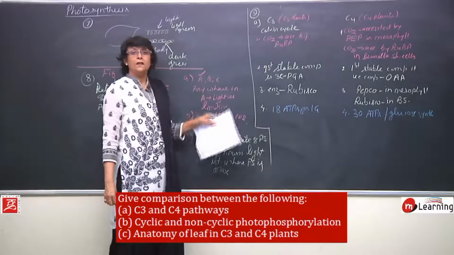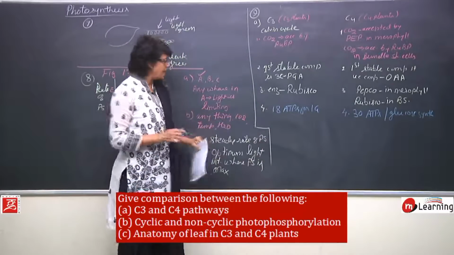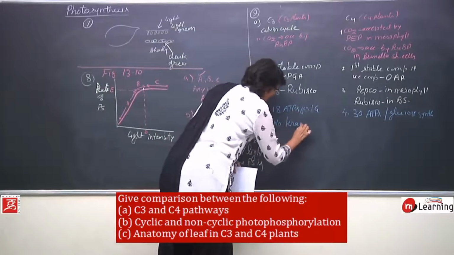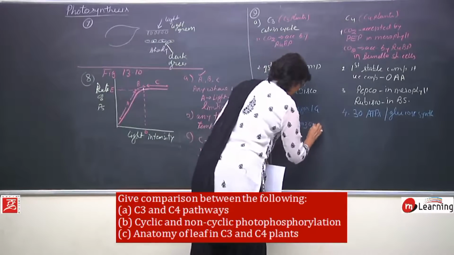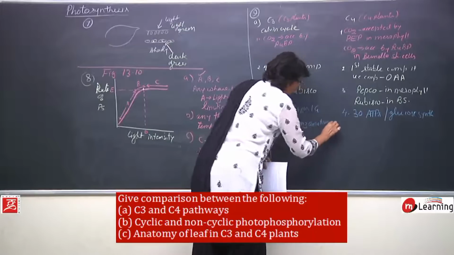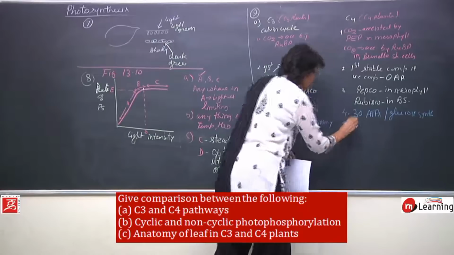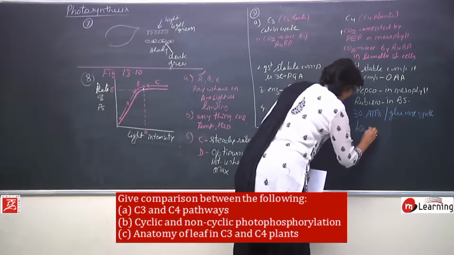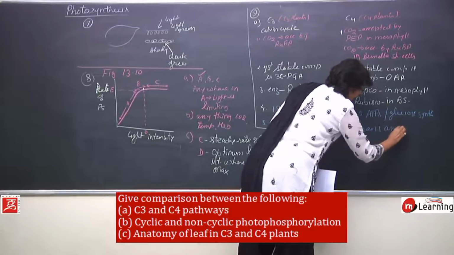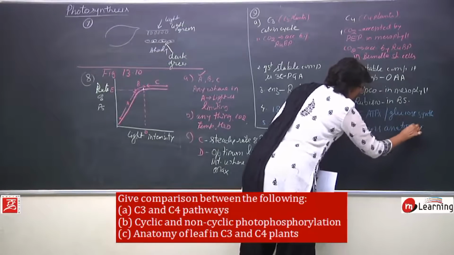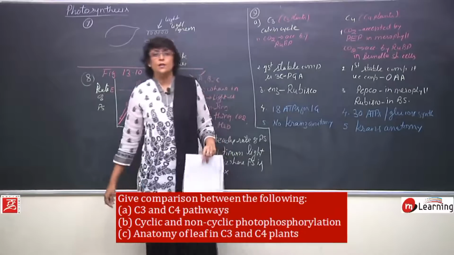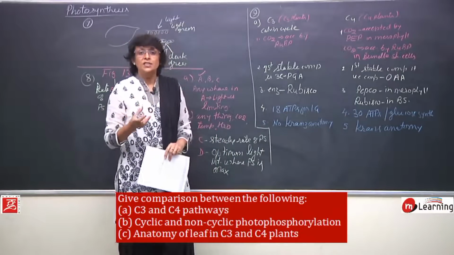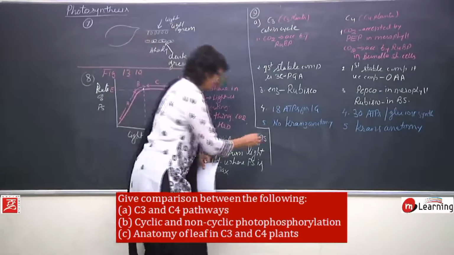In case of C3 plants which show the simple C3 cycle, there is no Kranz anatomy, whereas in case of C4 plants which show the C4 cycle, there is Kranz anatomy. Kranz anatomy is that wreath-like arrangement of big vascular bundle, big bundle sheath cells around the vascular bundle.